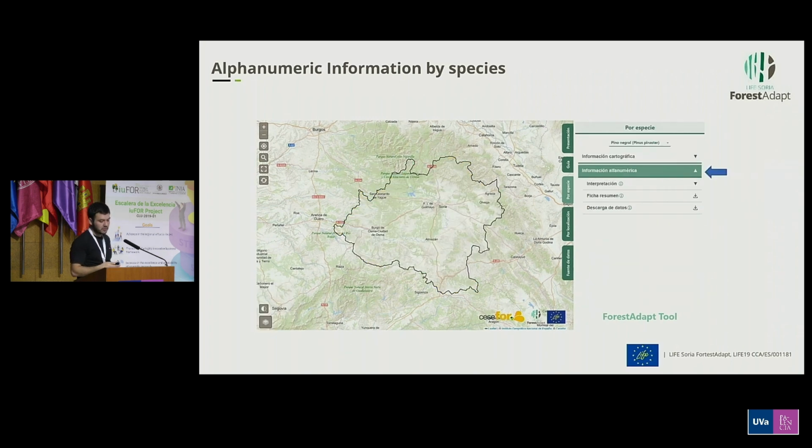The second part of the information by species is choosing the alphanumeric information. So you can access a brief interpretation of the results for this species. Also, you can download a more detailed summary and download the data for this species.